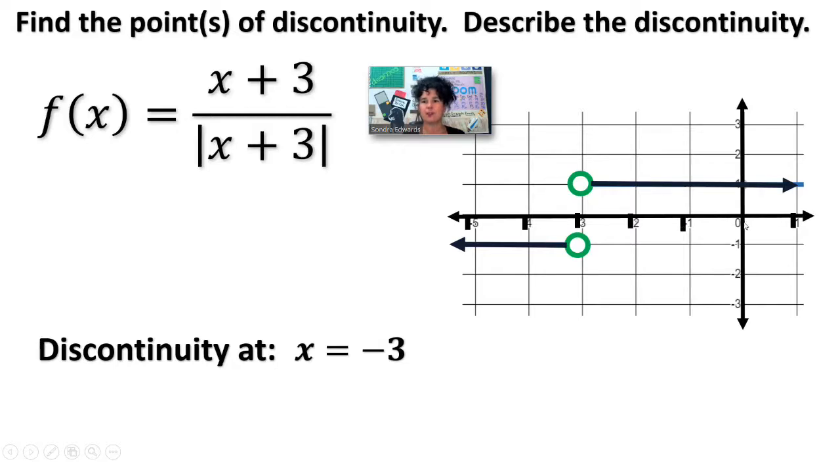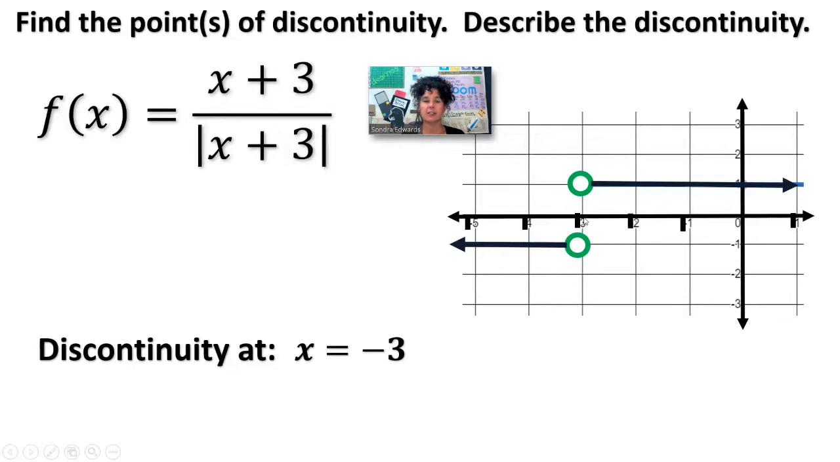If I substitute, let's say, 0: 0 plus 3 is 3. 0 plus 3 is 3. 3 divided by the absolute value of 3 is 1 again. So notice every time I substitute a number to the right of -3, I keep getting an answer of 1. Now, when you substitute the number -3, we get 0 over 0, which is an error message that does not exist. That's why we have a hole in both of these.